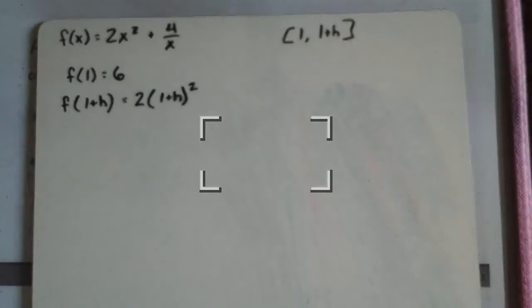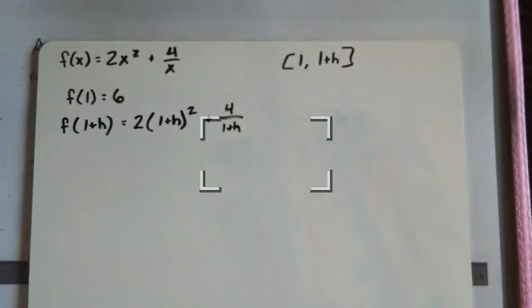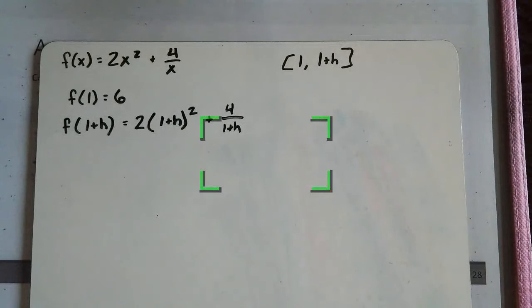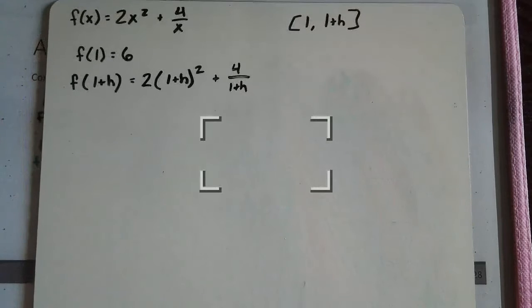But I'm not done yet. I still have the plus 4 over x. So I have plus 4 over what I'm plugging in for x, which is the 1 plus h. Well, 2 times 1 plus h squared does not look like fun at all. And the plus 4 over 1 plus h, that really doesn't look very fun either. But let's see if we can simplify it.